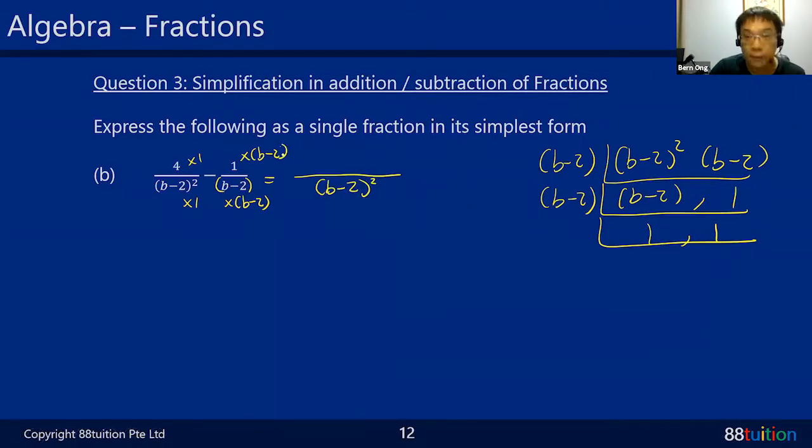Be careful of the minus again. Yes, Celeste. LCM is b minus 2 squared. Correct. Be careful of the minus. So down here, 4 times 1 is a 4. The minus down here, the 1 down there, bracket b minus 2. You have to write the b minus 2 in the bracket.